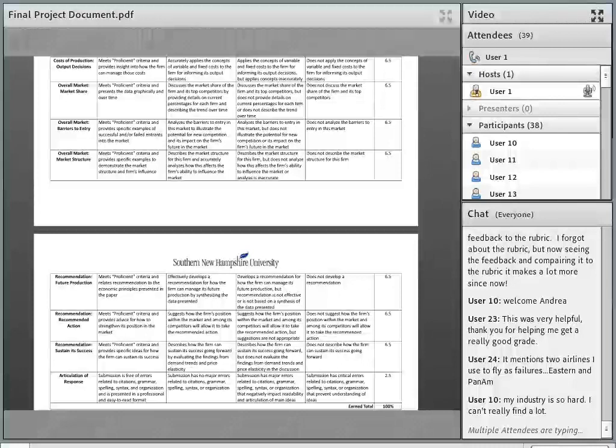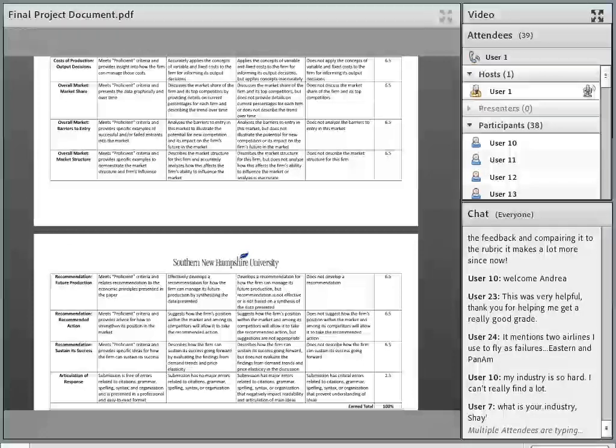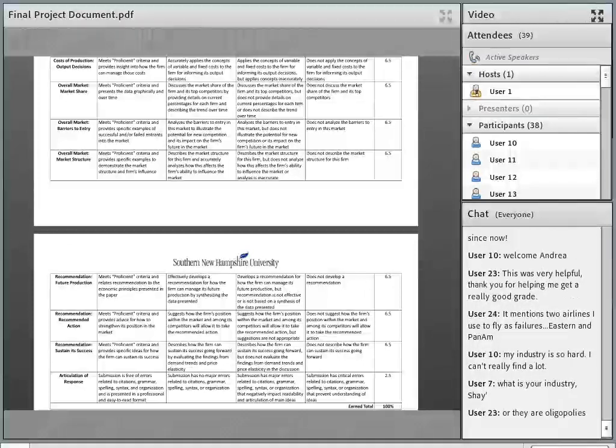Yeah, Jim, I'm glad to hear that. And it's a good habit to get into, reading the rubric. It should be your first stop every single time you're thinking about the assignment, because it's the expectations and it's how you're going to be assessed.